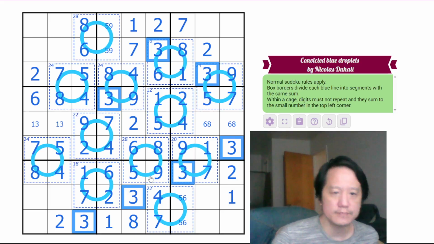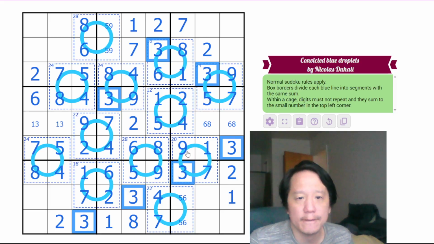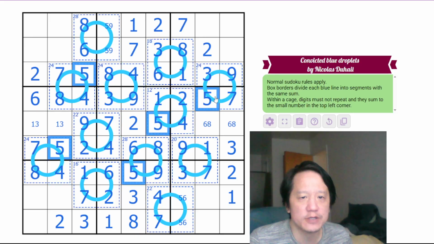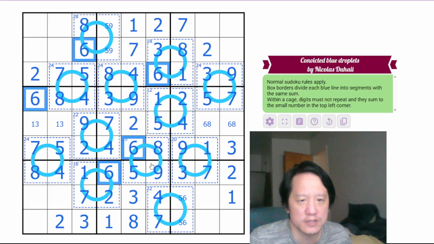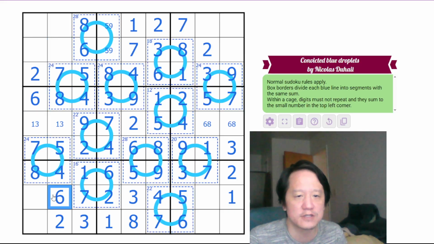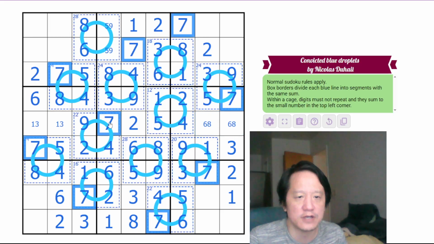3's. We don't have enough information. 4. We don't really have enough information there either. 5's. We don't really have enough information there to narrow things down. 6's, we do. Column 2, 6 has to be here because 6 can't be here because of 6 in the boxes. So that's 6, which makes this 5, which makes that 6. We don't have enough information in this part, though, to narrow things down.